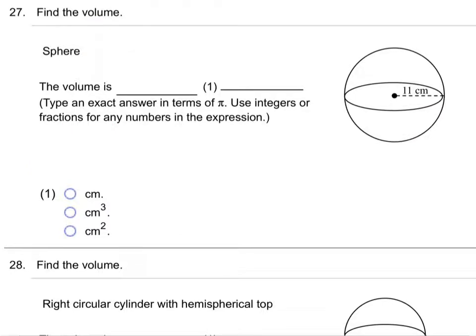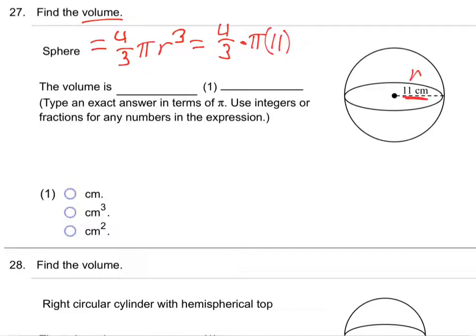27, volume of a sphere. Well, there's just really a special formula here. This is the volume formula, 4/3 pi r cubed. That's different than the surface area formula. So let's crank that out. That's going to be 4/3 times pi. What's the radius? The radius is the 11.